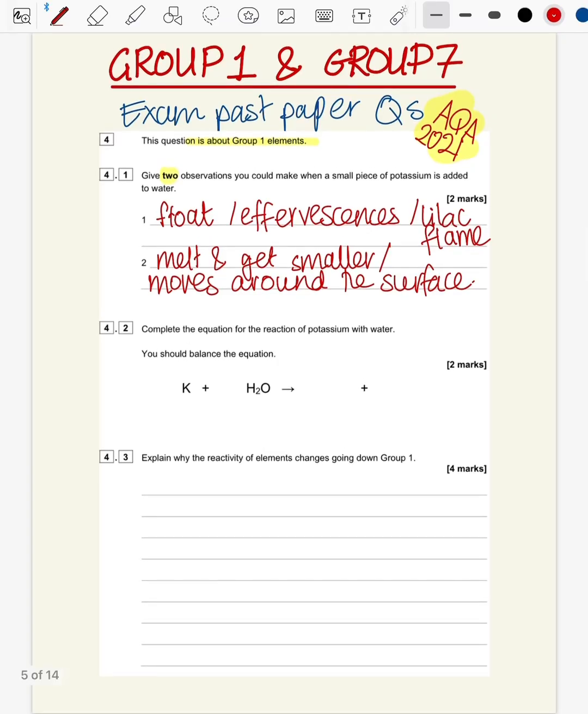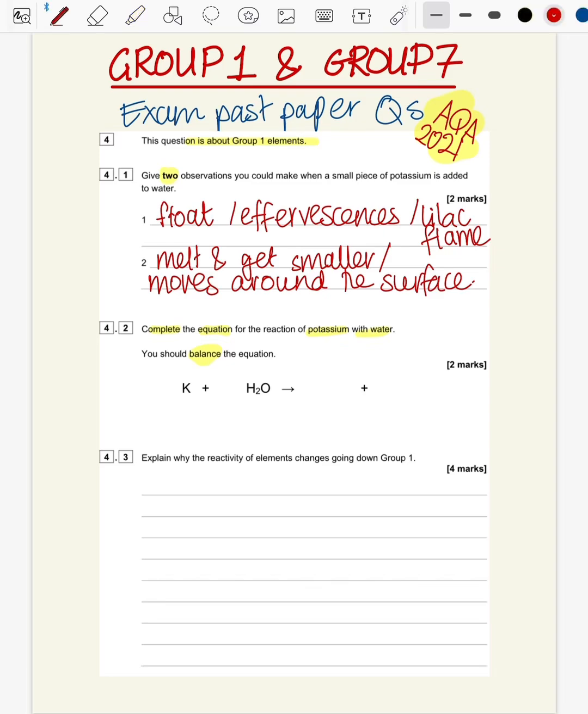The next question reads: complete the equation for the reaction of potassium with water. You should also balance the equation. So we need to do 2 things. We need to write the products of this example and also balance it as well. So we already know that any metal plus water will give me metal hydroxide and hydrogen gas.